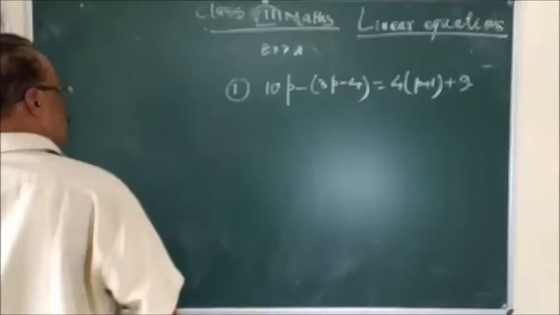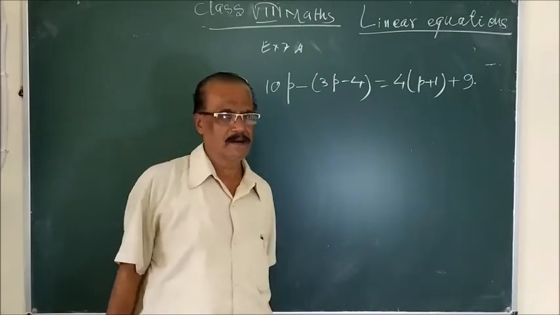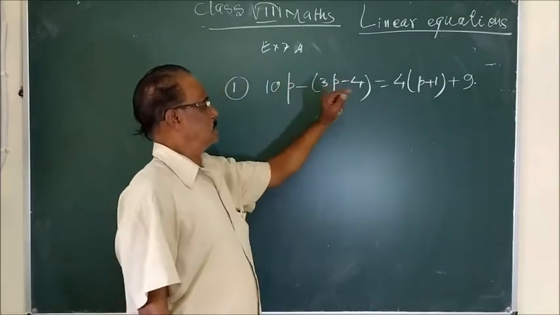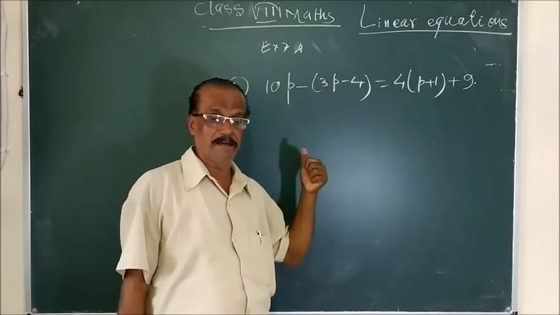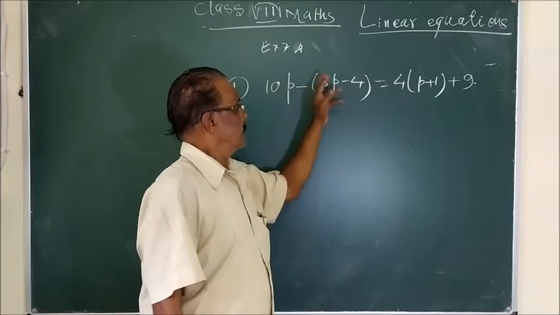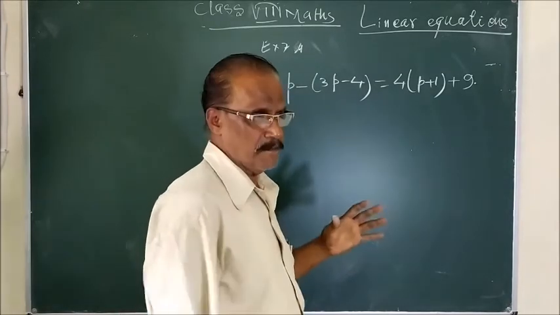This is question number 1. The question is to solve the equation. To solve the equation, you have to find the value of p. P is the variable here. And other numbers you know very well, they are constants. Constant, I have made it very clear.